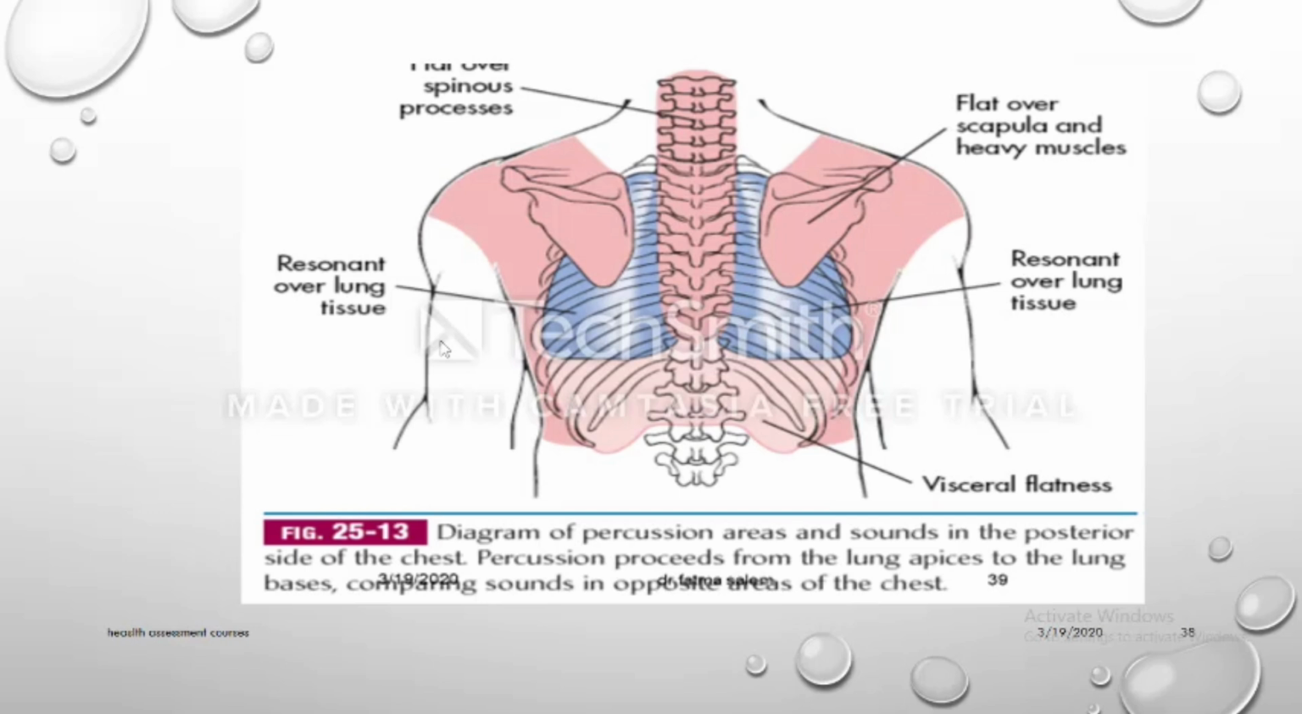بنشوف هنا الback برضو، posterior part of the back: فوق السكابيولا بيبقى flat، في اللنج بيبقى resonant، في اللنج بيبقى resonant، وتحت من اللنج بيبقى visceral flatness. تمام كده.